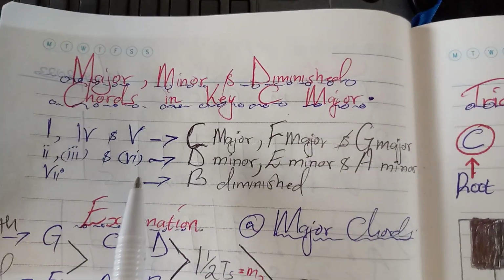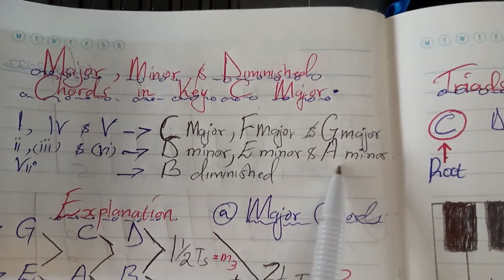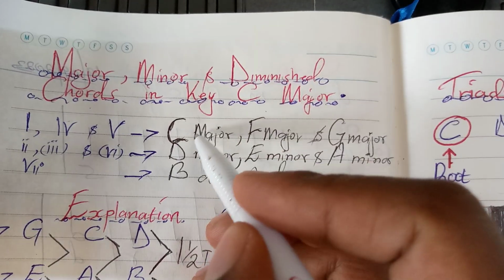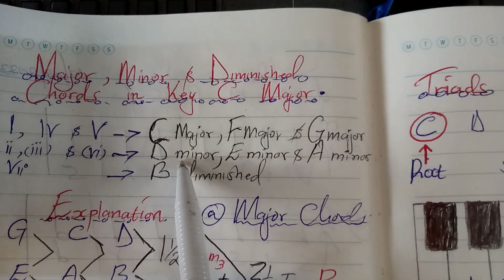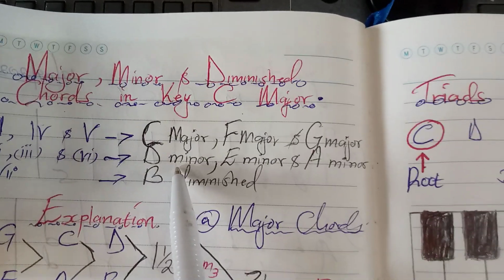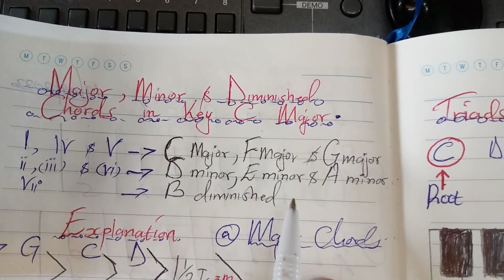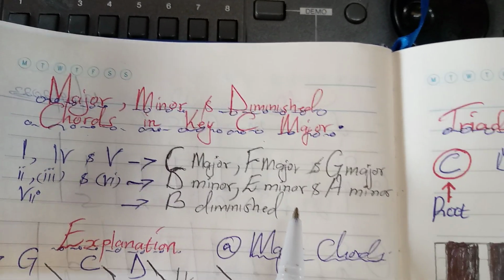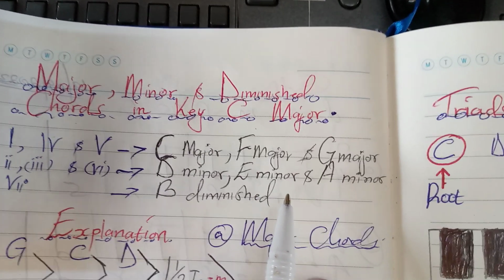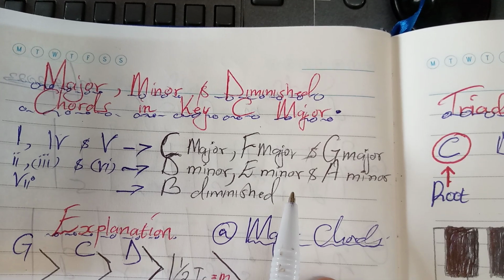And then you have minor: D minor, E minor, A minor. And you have to note the difference. I'm using capital M for major and small m for minor. Then we have chord 7. It's only one. It's a diminished chord. We'll see why it's a diminished chord.